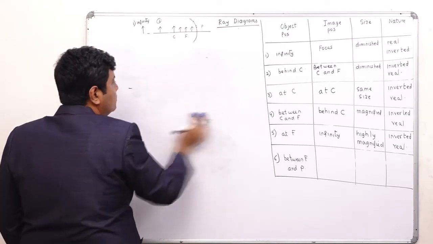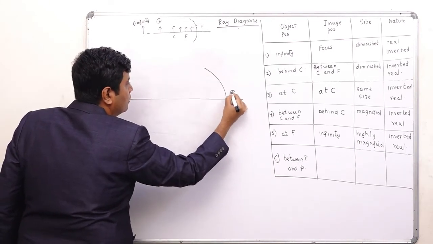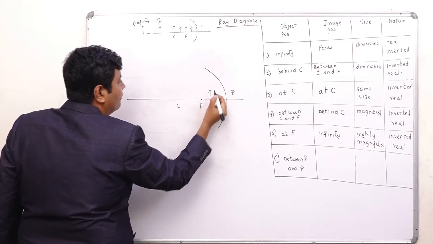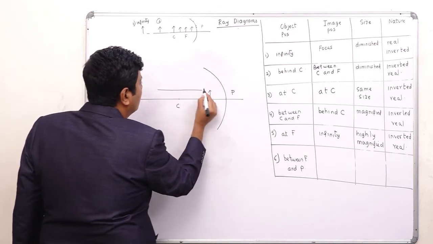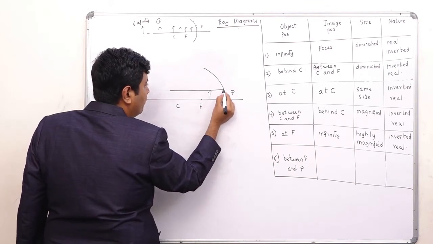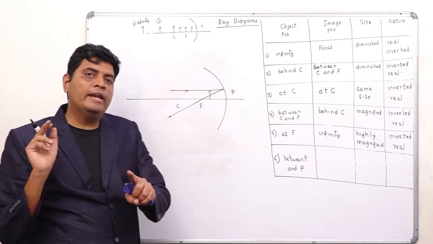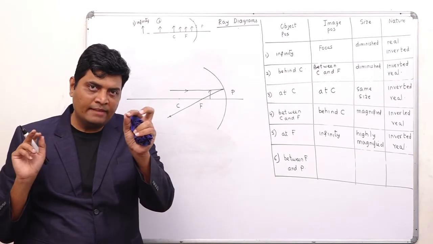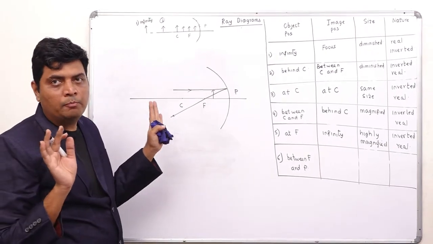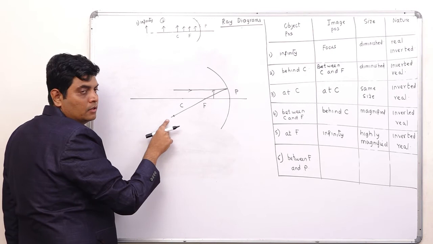The last ray diagram is the object between focus and pole. This is your pole, this is focus and this is your center of curvature. The object is between focus and pole. So one ray parallel to the principal axis, right? So the reflected ray will pass through the focus. You have to remember the rule. First, to draw the ray diagram, 2 rays, one parallel to the principal axis. Second, it can pass through any of the important points. If it is parallel to the principal axis, it passes through the focus.